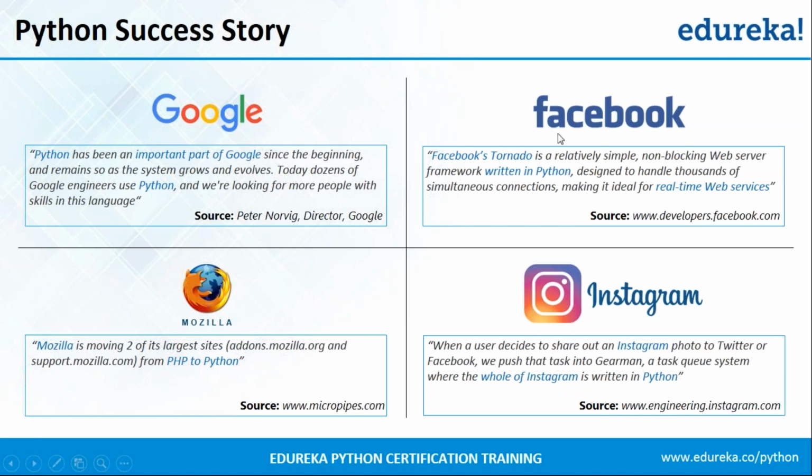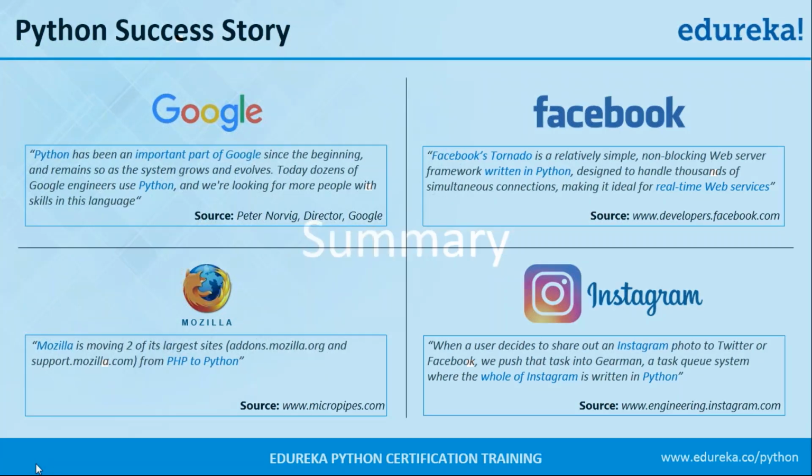And this is what Facebook, Instagram and Mozilla have got to say, and I'm pretty sure that not just these four, there are other big companies as well that are using Python and are still using it because they have acquired huge benefits by using Python. So these are a few of the success stories of Python.